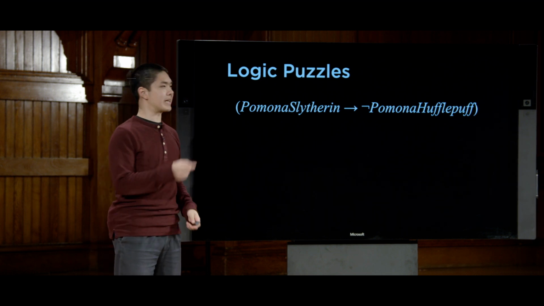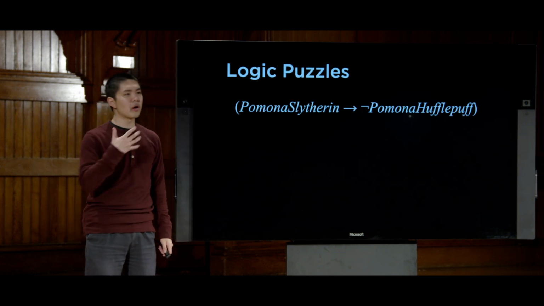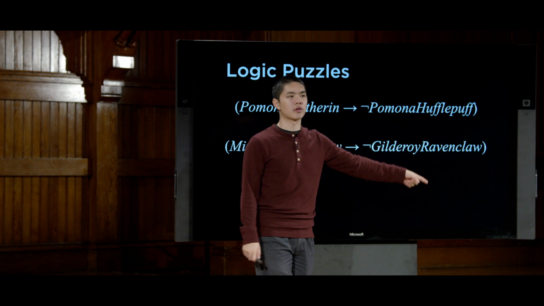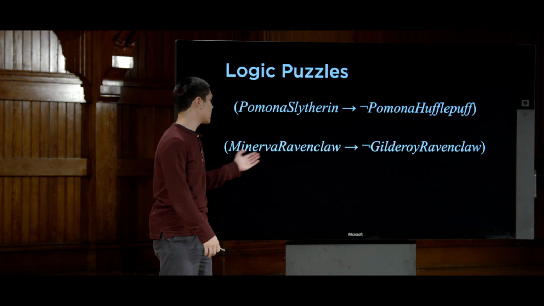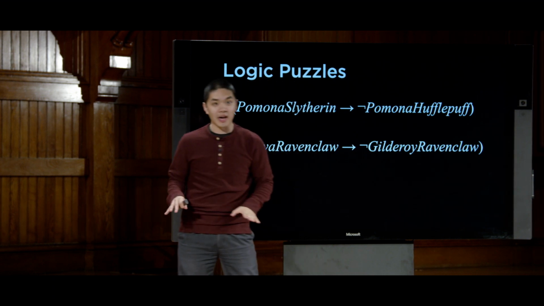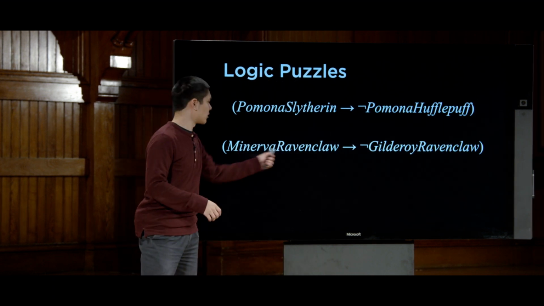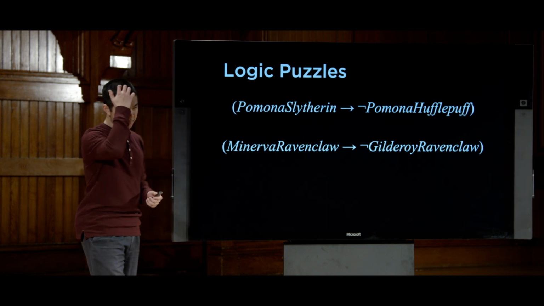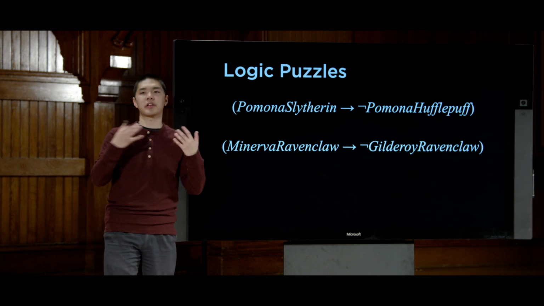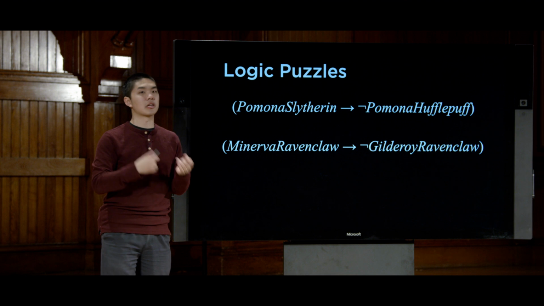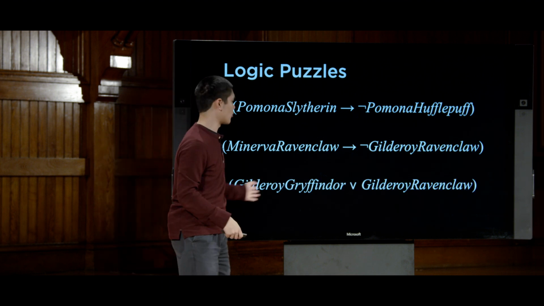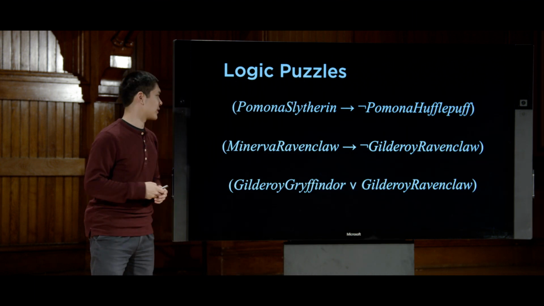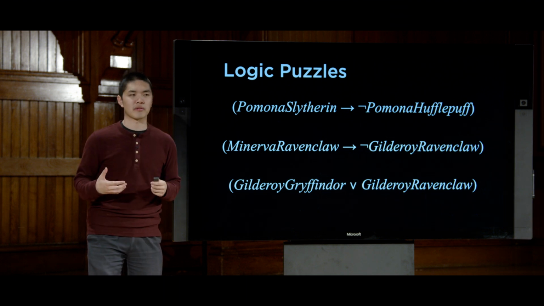We were also given the information that each person is in a different house. So I also have pieces of knowledge that look something like this. Minerva Ravenclaw implies not Gilderoy Ravenclaw. If they're all in different houses, then if Minerva is in Ravenclaw, then we know that Gilderoy is not in Ravenclaw as well. And I have a whole bunch of similar sentences like this that are expressing that idea for other people and other houses as well. And so in addition to sentences of this form, I also have the knowledge that was given to me. Information like Gilderoy was in Gryffindor or in Ravenclaw would be represented like this: Gilderoy Gryffindor or Gilderoy Ravenclaw. And then using these sorts of sentences, I can begin to draw some conclusions about the world.